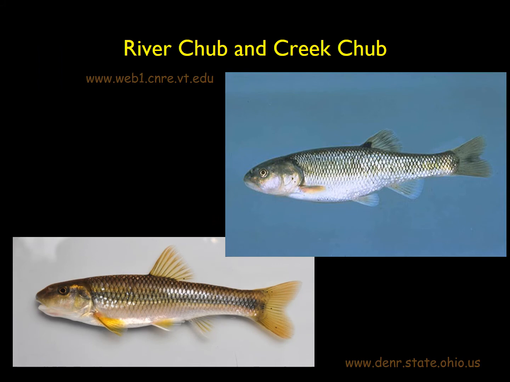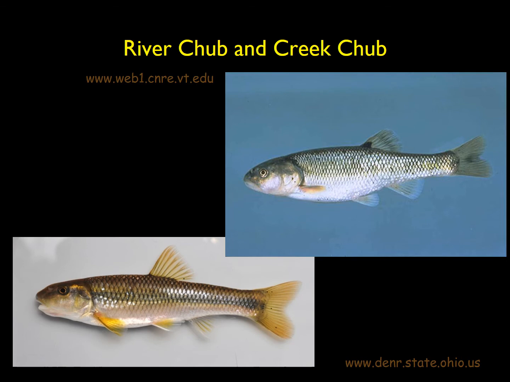Both the river chub and the creek chub are sometimes confused. The creek chub is a very tolerant species. We see a lot of these guys in Glens Creek, Reed Creek, and they have a black spot there at the base of the dorsal, as you can see on the right.